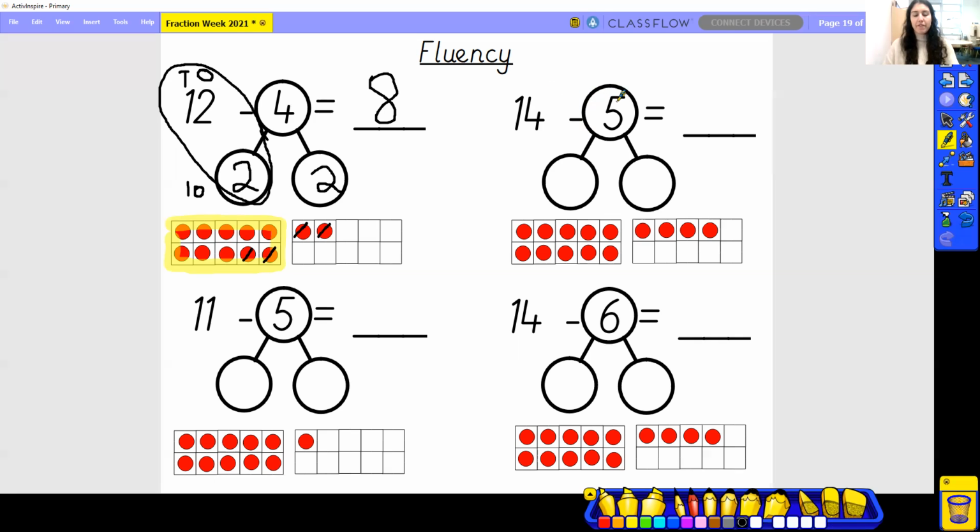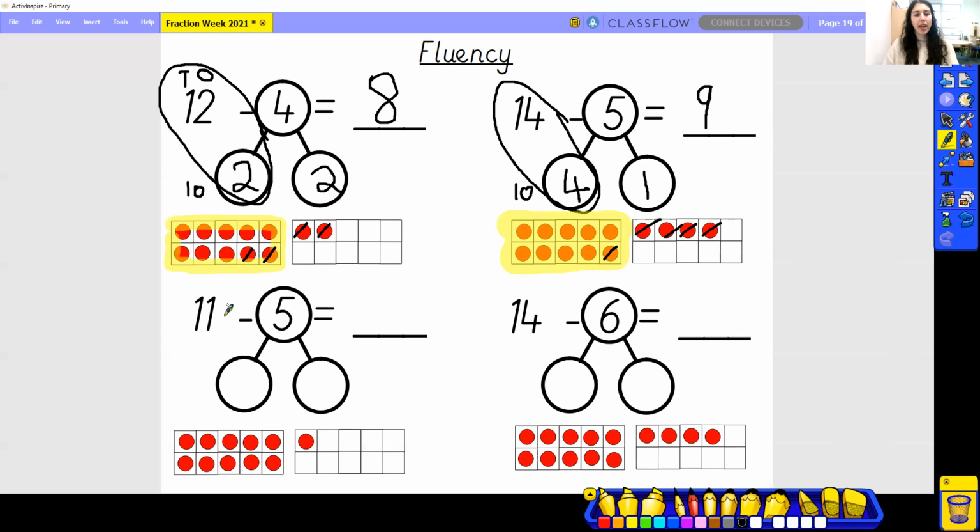So 14 take away 5. So this is a make 10 strategy. So what do I need to subtract from 14 to leave me with just my whole 10? Well, you can see here that this is my whole 10 and I need to subtract 1, 2, 3, 4. So I'm going to subtract those first because that leaves me with my whole 10. Now, I didn't want to just subtract 4, I wanted to subtract 5. So how many more? 4, 5. I need to subtract 1 more. So 14 take away 4 leaves me with 10, and 10 take away 1. Hopefully you know your number bonds to 10, that is 9.